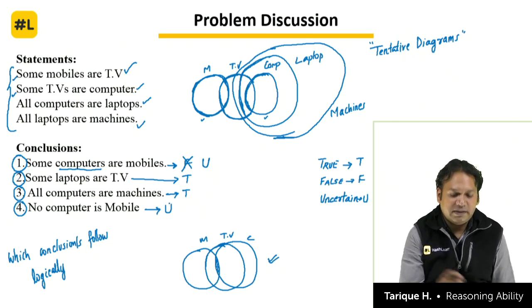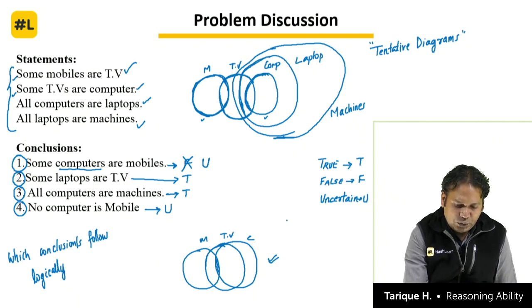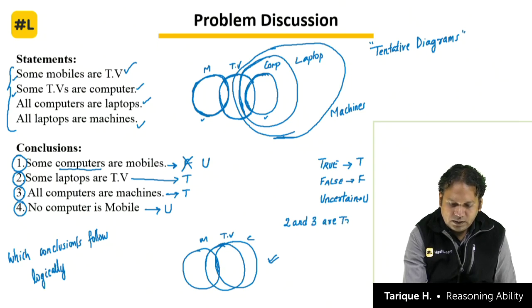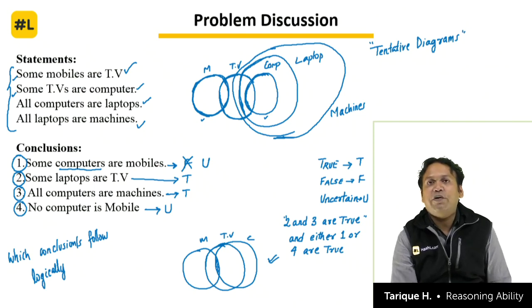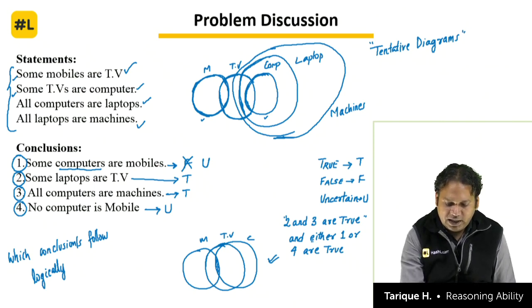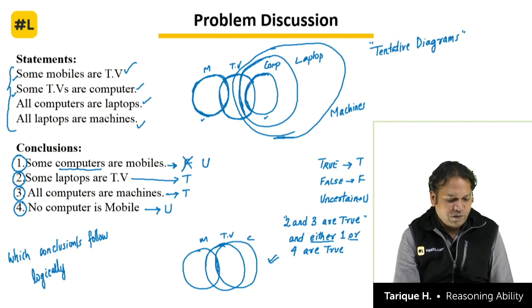So what will be the final answer? We know that 2 and 3 are true. This is definite that 2 and 3 are true. But you understand, we also can say that either 1 or 4 are true. Now this part is very important. Why are we saying that either 1 or 4 are true? This either-or is one area which confuses most students.